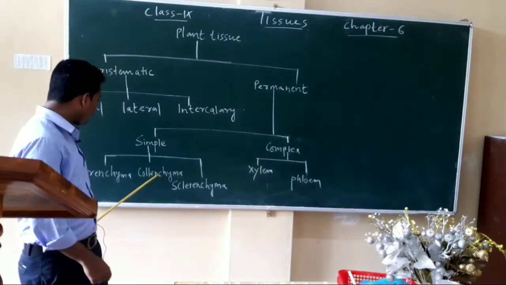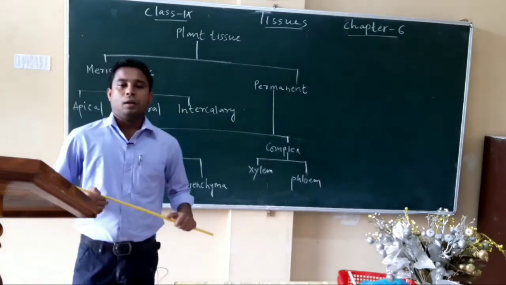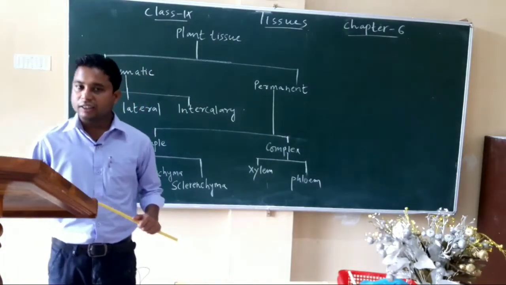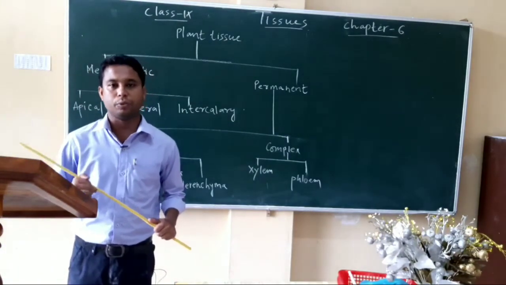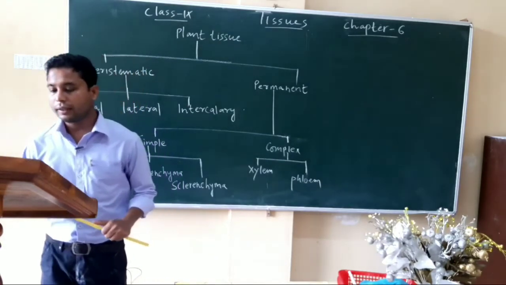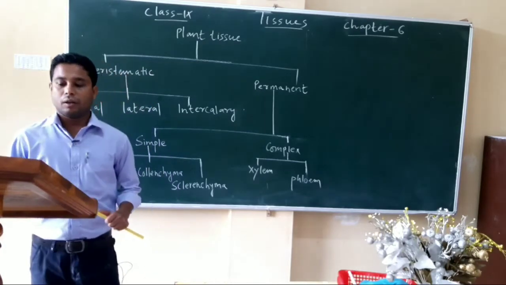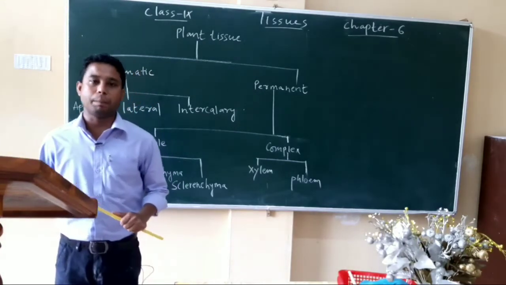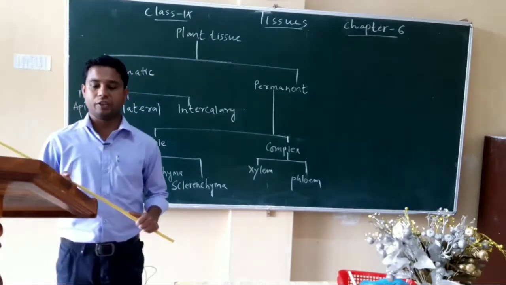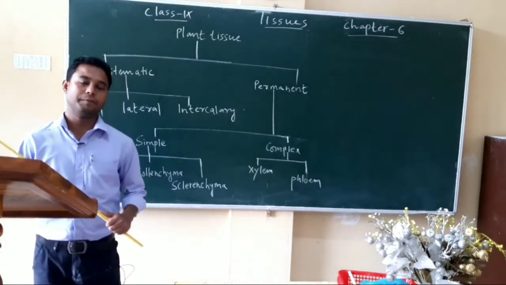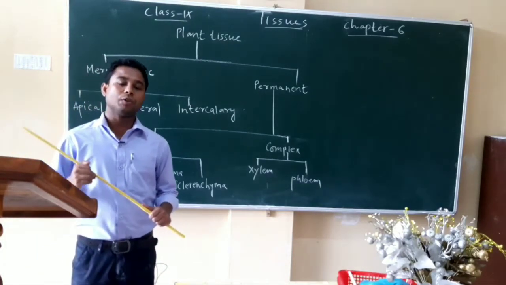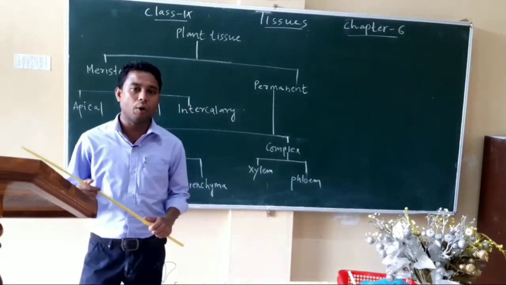Now the next is collenchyma tissue. The flexibility of plants is due to collenchyma tissue. It allows the bending of stems or tendrils or various parts of the plant without breaking.